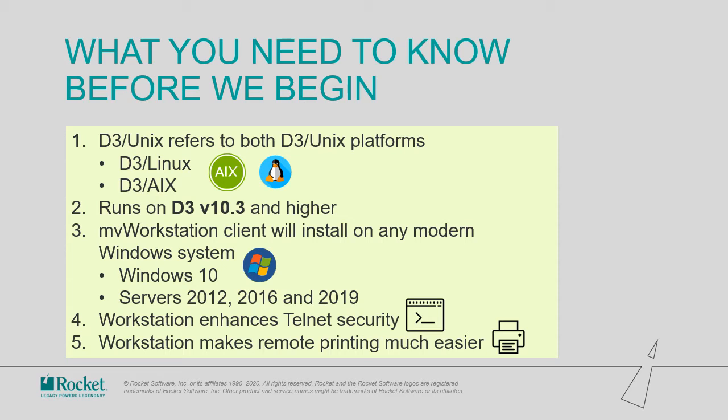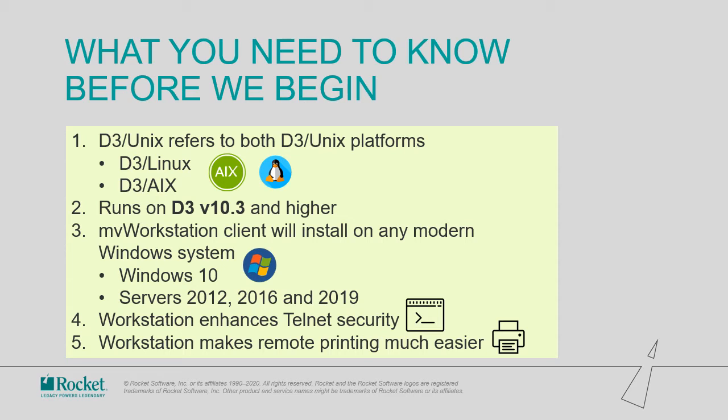The workstation became a part of D3 as of 10.3.1 to facilitate D3 being the upgrade path for mvBase, another Rocket multi-value flavor. So 10.3.1 is the minimum D3 version to use the workstation. The Windows client component is part of the D3 Windows installer, and as such will only install on recent versions of Windows, including Windows 10 and Windows 2012, 2016, and 2019 servers.